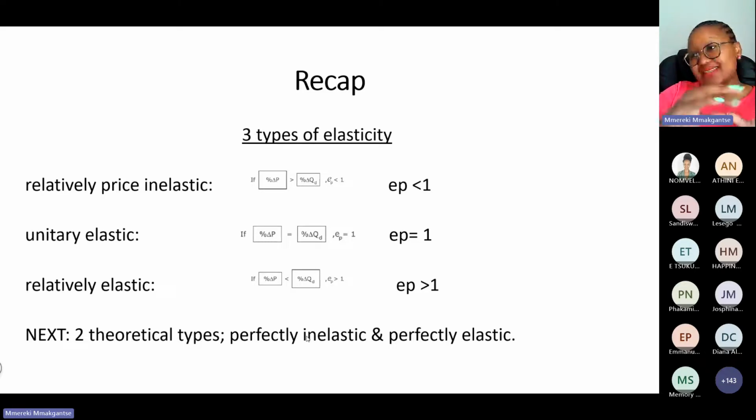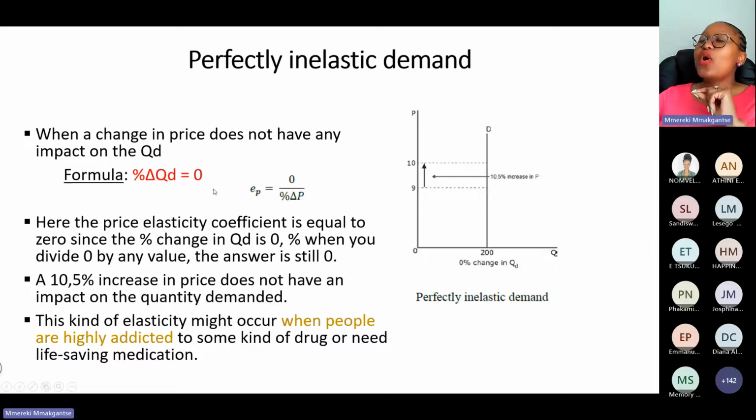Percentage change in price is greater than percentage change in quantity demanded. I feel like I've been saying this a lot. Now we look at perfectly inelastic demand. Remember, inelastic is when the responsiveness to price does not cause that much change in quantity demanded.